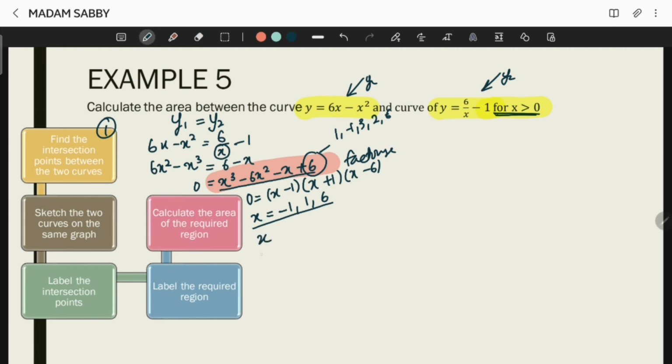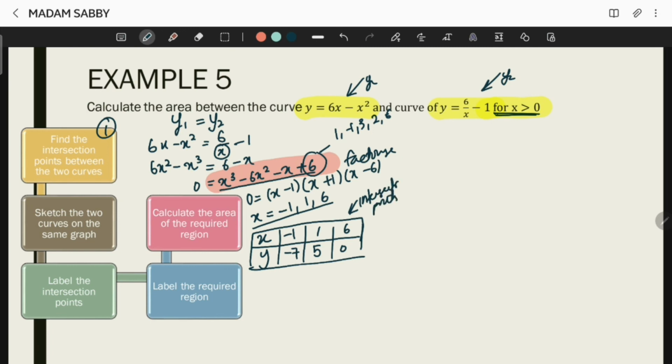So when x equals negative 1, y equals negative 7. When x equals 1, y equals 5, and when x equals 6, y equals 0. So these are the intersection points of the two curves.